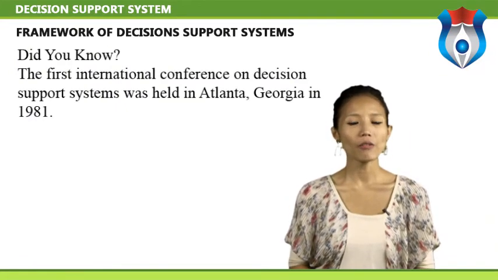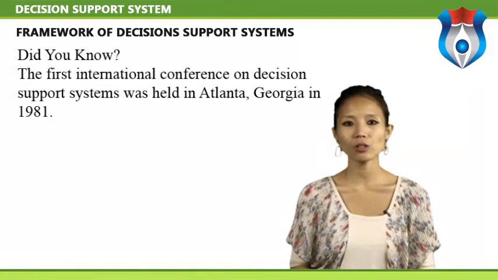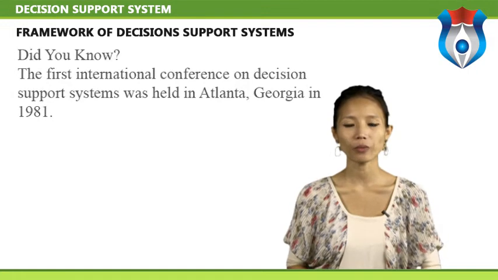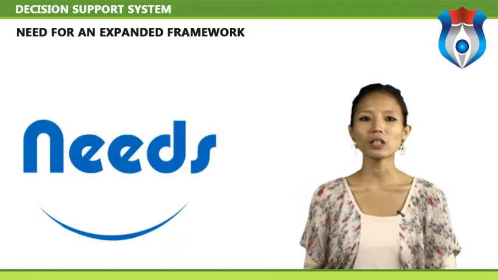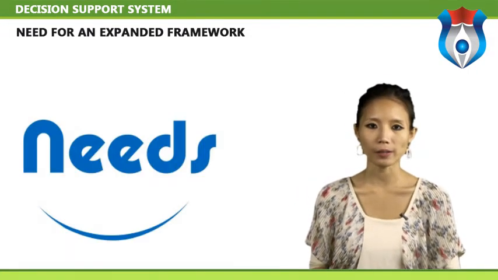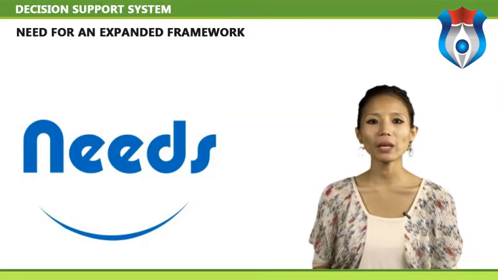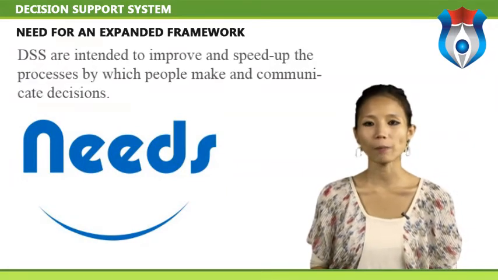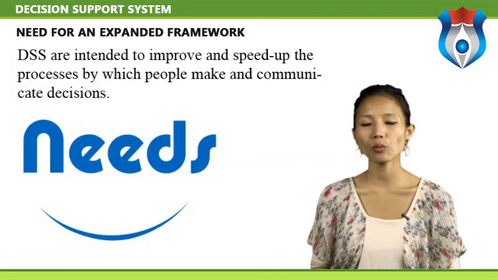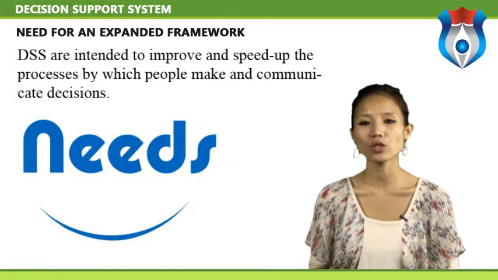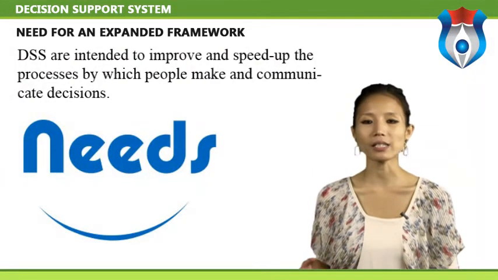Did you know? The first international conference on decision support system was held in Atlanta, Georgia in 1981. Let us now understand what the need for an expanded framework is. Decision support system should be defined as a broad category of information system for informing and supporting decision makers. DSS are intended to improve and speed up the processes by which people make and communicate decisions.